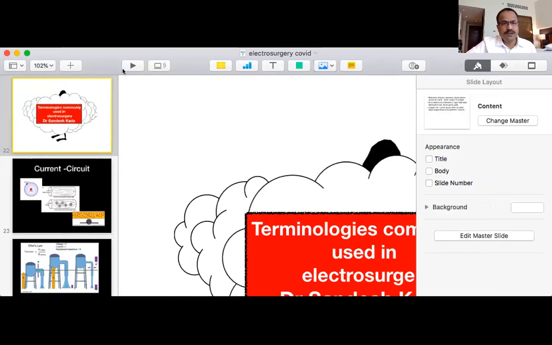And now I received a lot of queries which I think cannot be well understood unless we discuss the various terminologies or the nomenclatures used in electrosurgery. So today I'll share this topic, the nomenclatures or the terminologies used in electrosurgery.